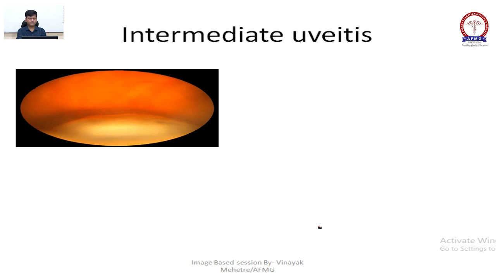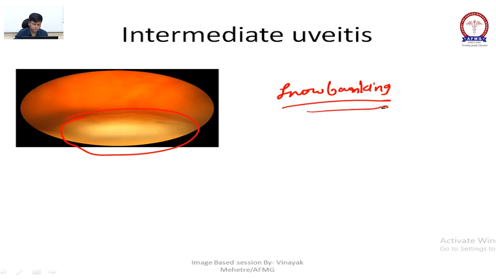Okay, now this is called snowbanking. Okay, the most common cause for intermediate uveitis is sarcoidosis. No, the most common cause is idiopathic, followed by sarcoidosis.